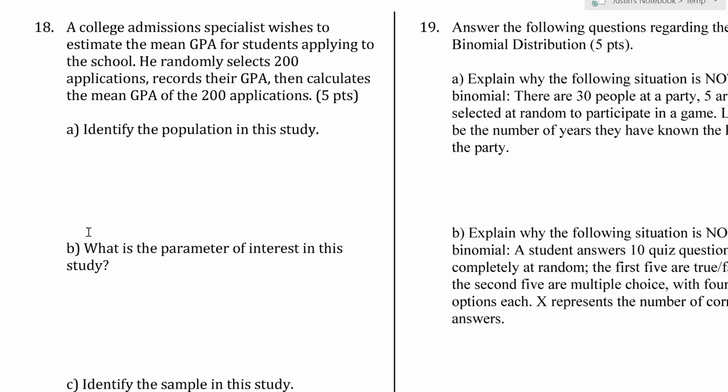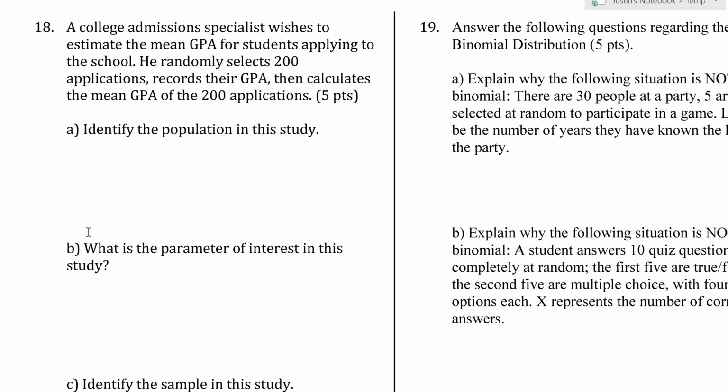Number 18 says, a college admissions specialist wishes to estimate the mean GPA for students applying to the school. He randomly selects 200 applications, records their GPA, then calculates the mean GPA of the 200 applications. And it asks us to identify the population, parameter, sample, and statistic. So recall what these things are.